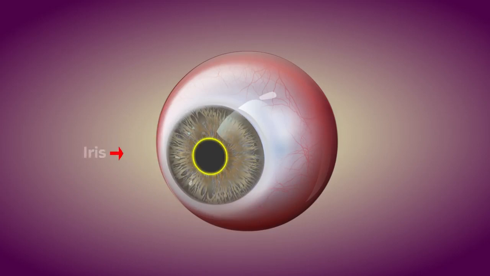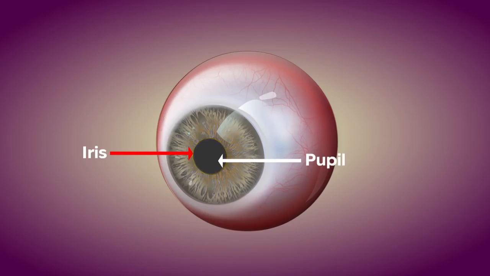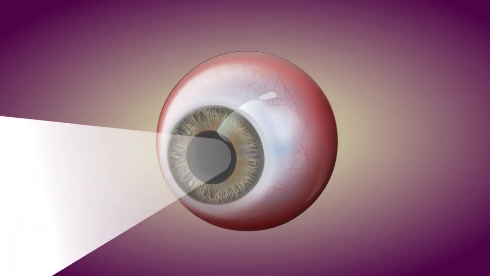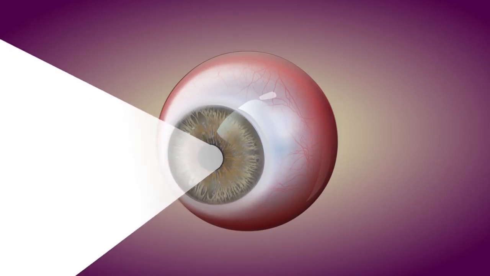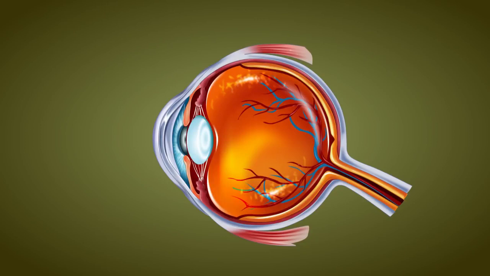Behind the cornea is the iris. The iris has a circular opening called the pupil. The pupil expands or contracts depending on the amount of light entering the eye. Situated behind the pupil is a colorless, transparent crystalline convex lens surrounded by the ciliary muscles.